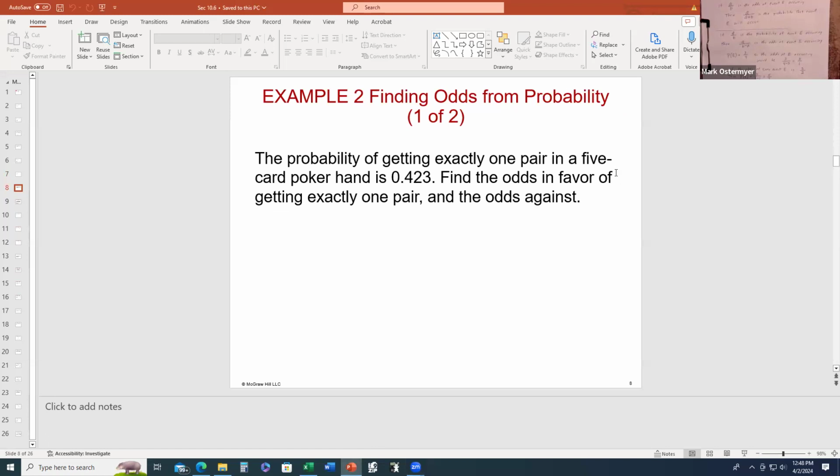The probability of getting exactly one pair in a 5-card poker hand is 0.423. Now, one pair would be like getting two aces, or two 7s, or two 9s, or two kings. It's called a pair. You've got a 42% chance of having that happen when you're dealt a 5-card poker hand. Find the odds in favor of getting exactly one pair and the odds against getting one pair.